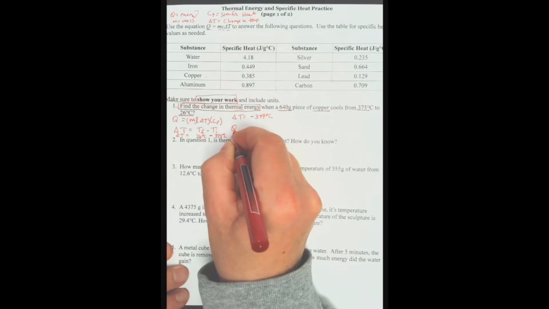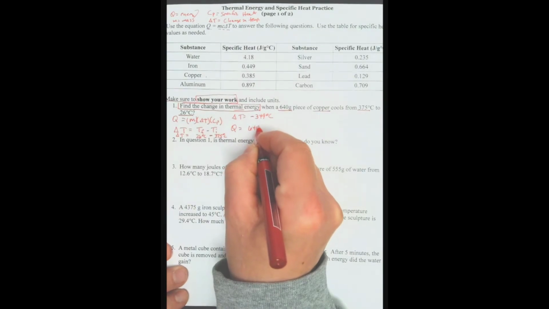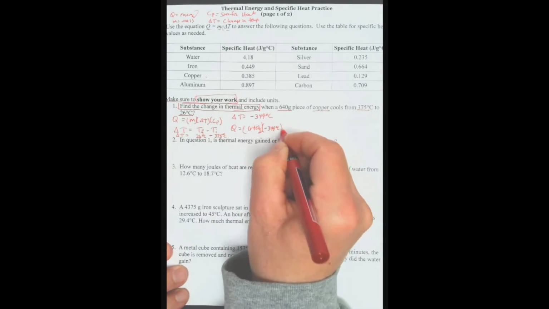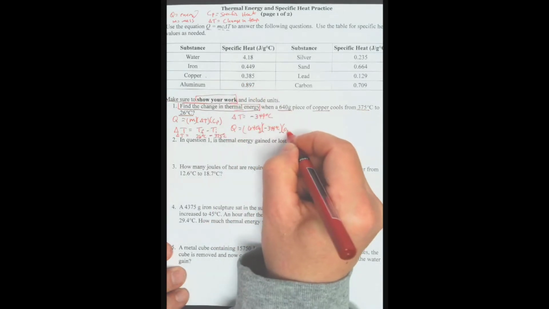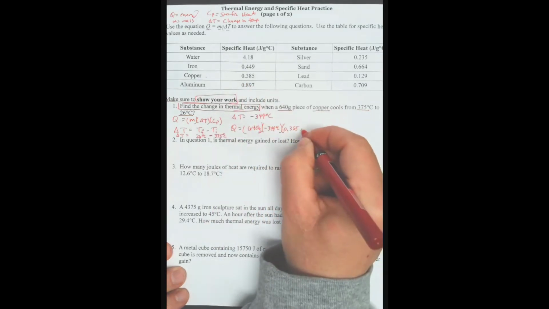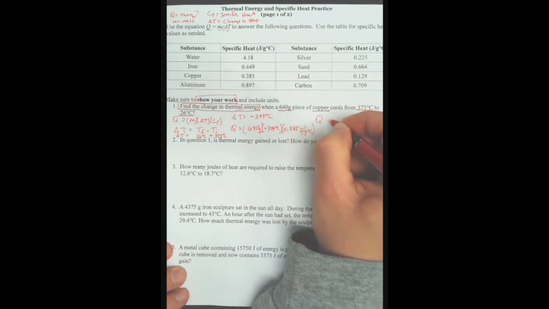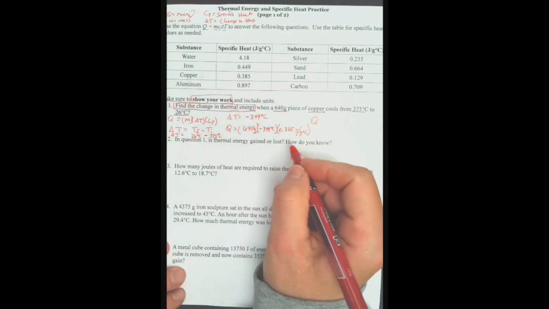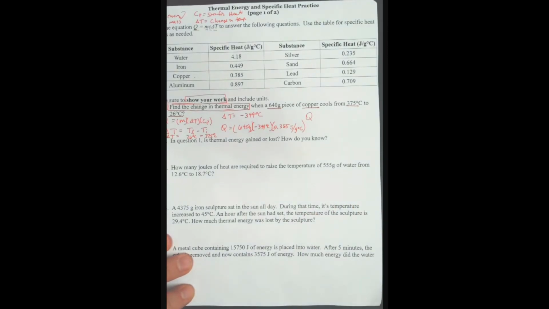So when I do that, Q is going to be equal to my mass, which is 640 grams, times my change in temperature, which is a negative 349 degrees Celsius, times my specific heat, which for copper is 0.385 joules over grams degrees Celsius. So now what we can do is calculate for Q, and we know that our final unit is going to be joules because the unit for thermal energy is joules. So let's go ahead and do that math.